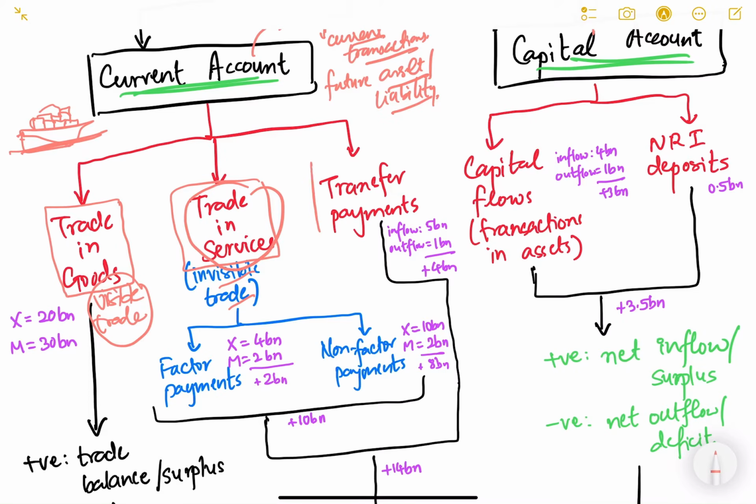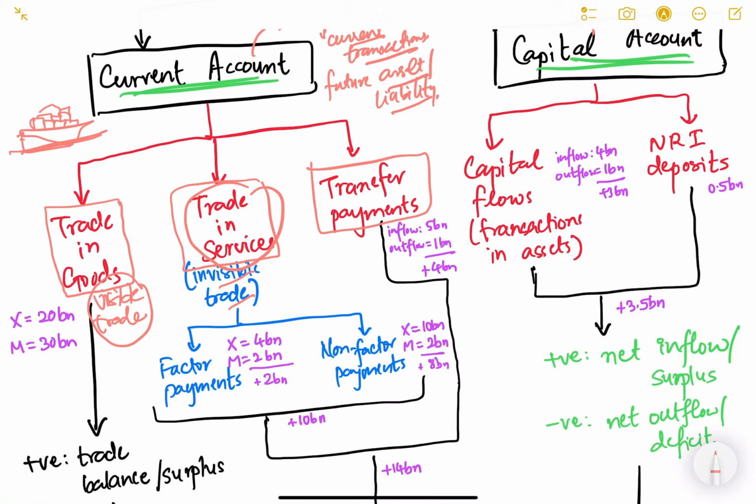And then the third thing is transfer payments. Transfer payments meaning whatever remittances we get. So for example, if somebody is working in USA and he is sending money to his mother or his father, that becomes a transfer payment. It can be personal transfer payments, it can be countrywide transfer payments also.